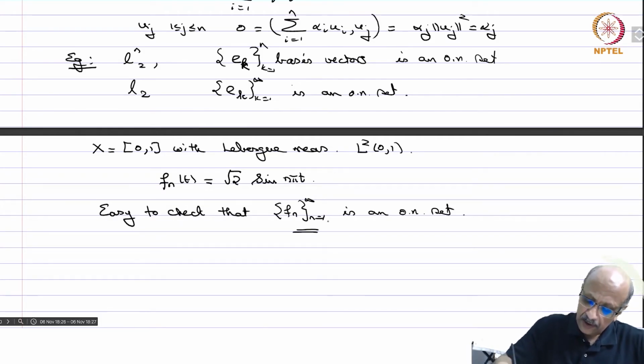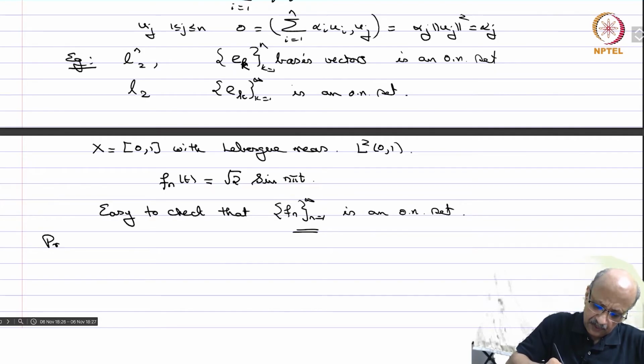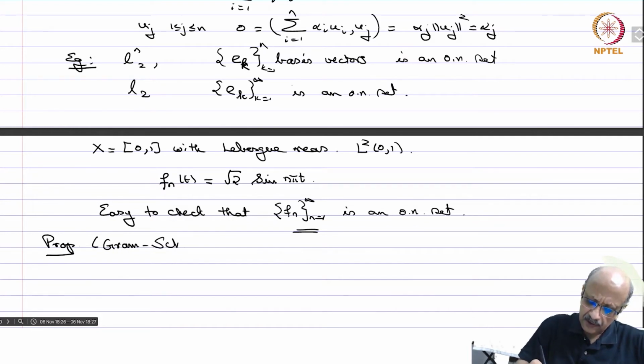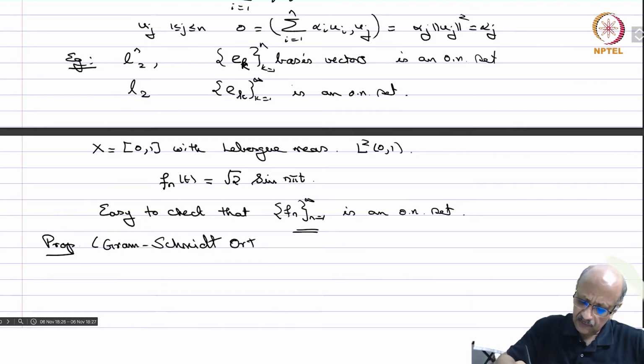Okay, so these are examples of orthonormal sets. Okay, so now we come to an important proposition. So this is called the Gram-Schmidt orthogonalization.